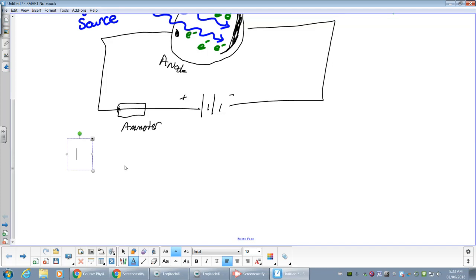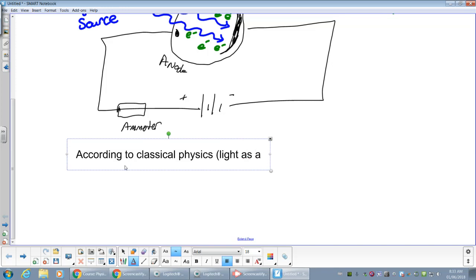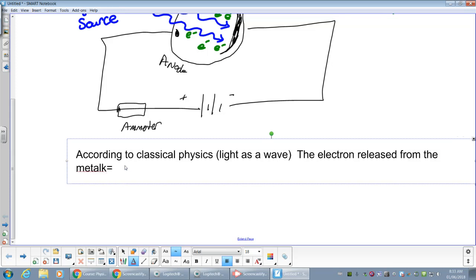Okay, so according to classical physics, that light is a wave. The electrons released from the metal as the light shines on them should take some time, or should, well, we'll say first of all, we'll do the first part, should increase with the intensity of light.